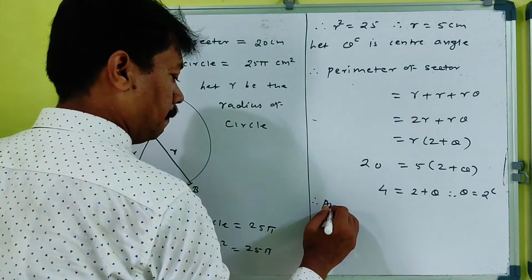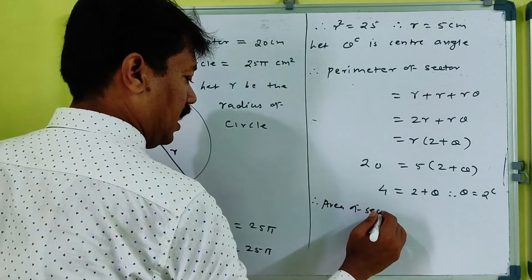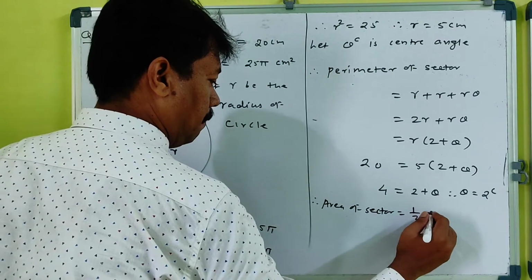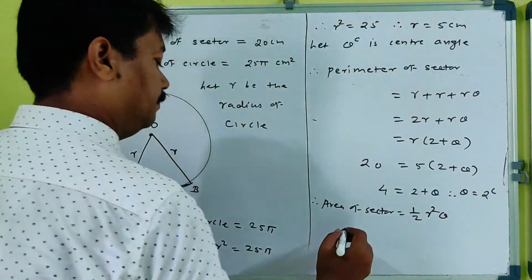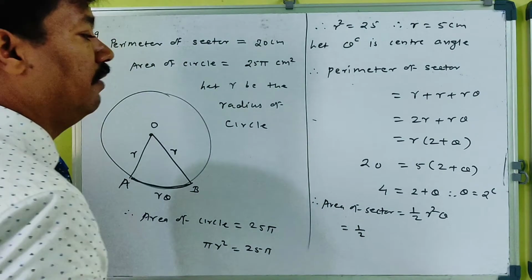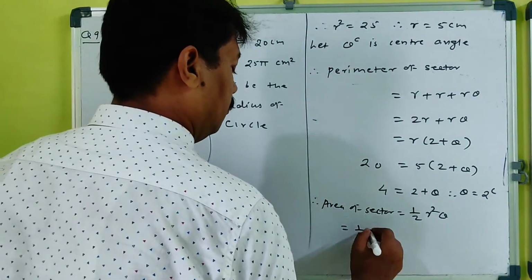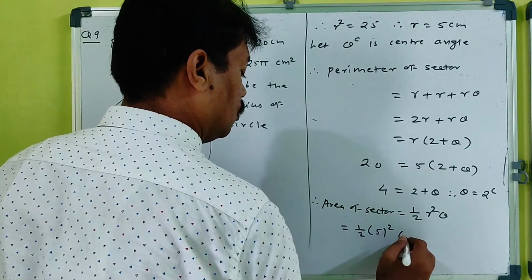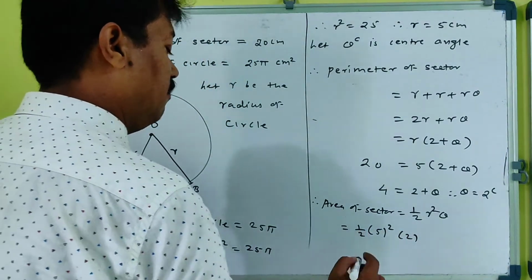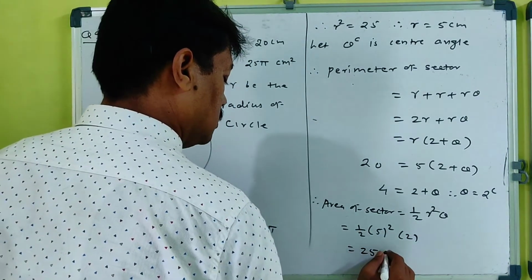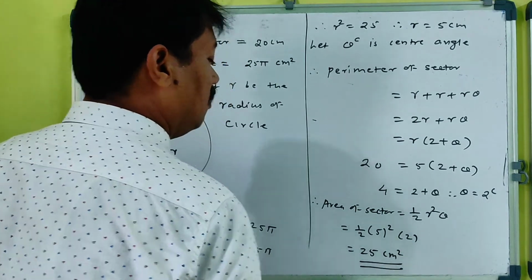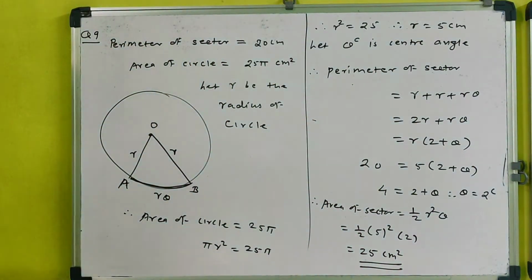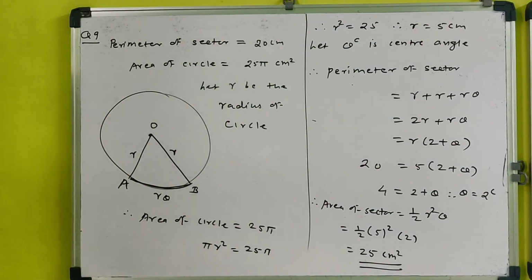The question is, what is the area of sector? Therefore, area of sector is half r square theta. So half, the value of r is 5. So this 5 square into 2. The 2 cancels. So it is 25. So the answer is 25 centimeter square. So that is the required area, the required area of the sector OAB. So that is 25 centimeters square. Have a good look at it once.